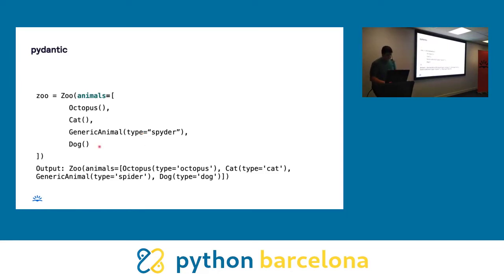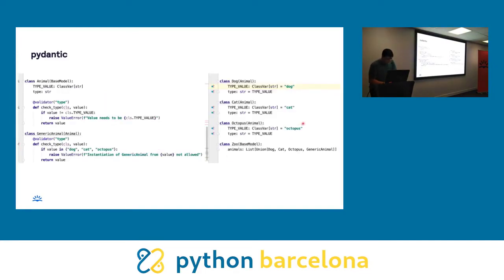So if we run this, we can see that it creates a zoo object with all the list of the animals. And we can see that by default, the types of each class have been fulfilled because of the type that we define for each class.